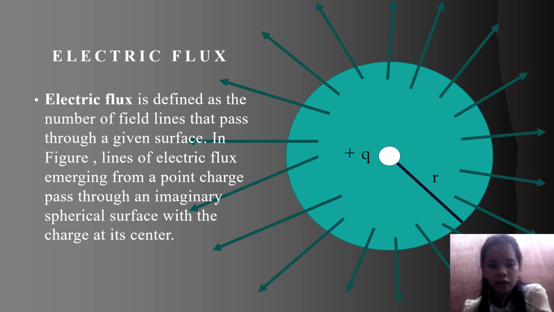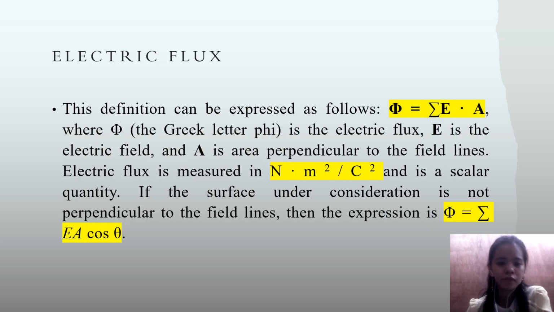So, electric flux. Electric flux is defined as the number of field lines that pass through a given surface. In the figure, lines of electric flux emerging from a point charge pass through an imaginary spherical surface with the charge at its center. So this is the definition expressed in the following equation, where phi is the electric flux, E is the electric field, and A is the area perpendicular to the field lines. Electric flux is measured by this equation.